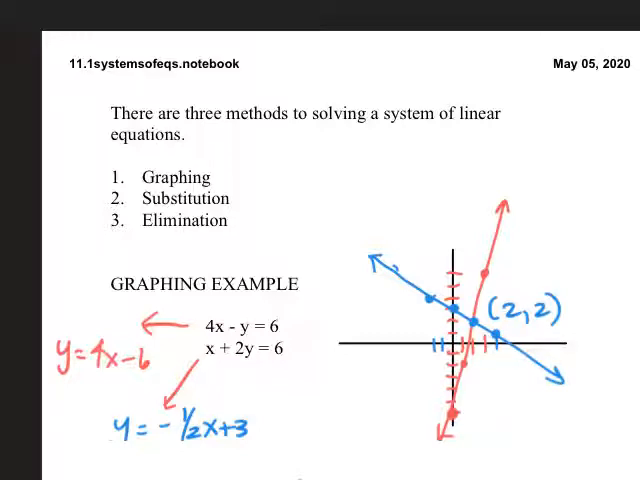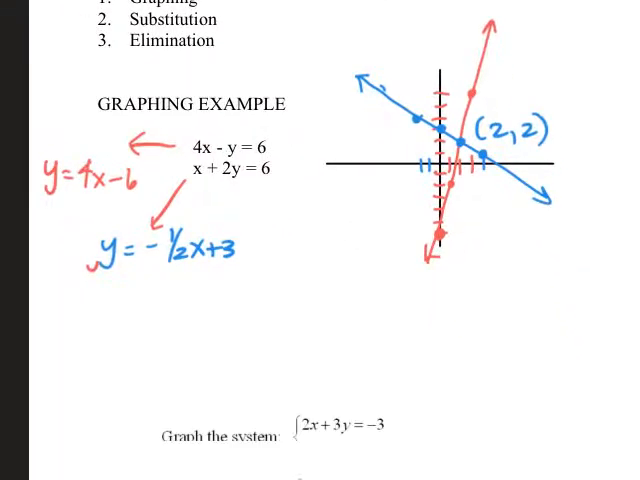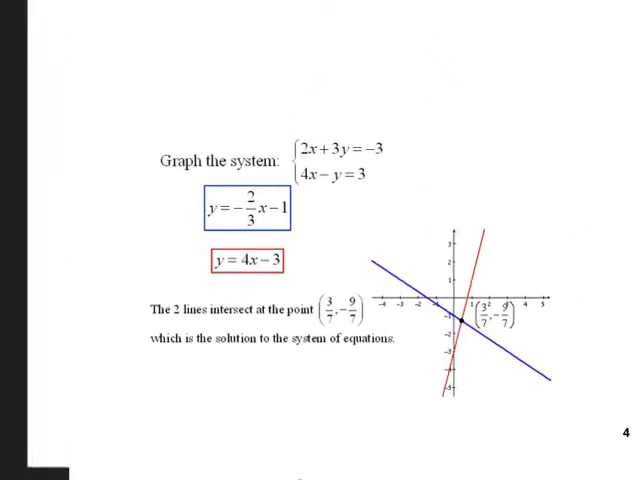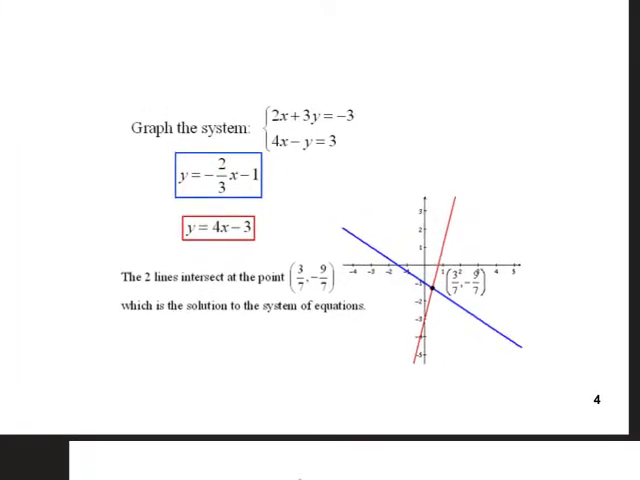Here is another example for you. And I'll just slide down the page a little bit. I'm just going to show you this example all done. So here's the system of equations. Solve them both for y, plot them. The first one is plotted here. The second one is plotted here. Note, the answer is (3/7, negative 9/7).